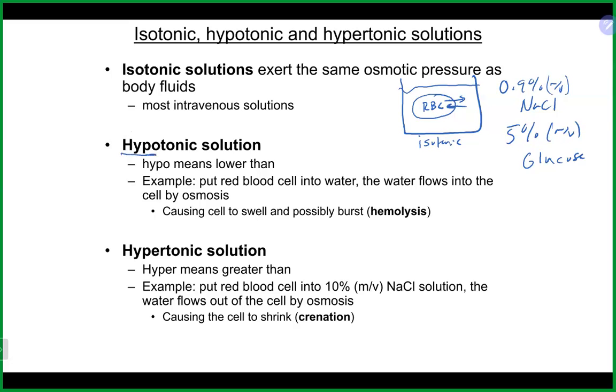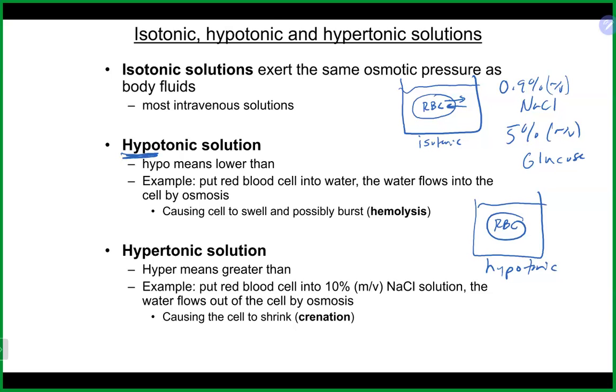So let's talk about hypotonic solution. Hypo means lower than. That means that the osmotic pressure outside, for example, of the cell is lower than inside the cell. So what's going to happen in this case is we take our red blood cell and we put it into a hypotonic solution. Outside the cell is lower than inside the cell. So osmosis, as we just talked about, means that it wants to go from lower concentration to higher concentration.